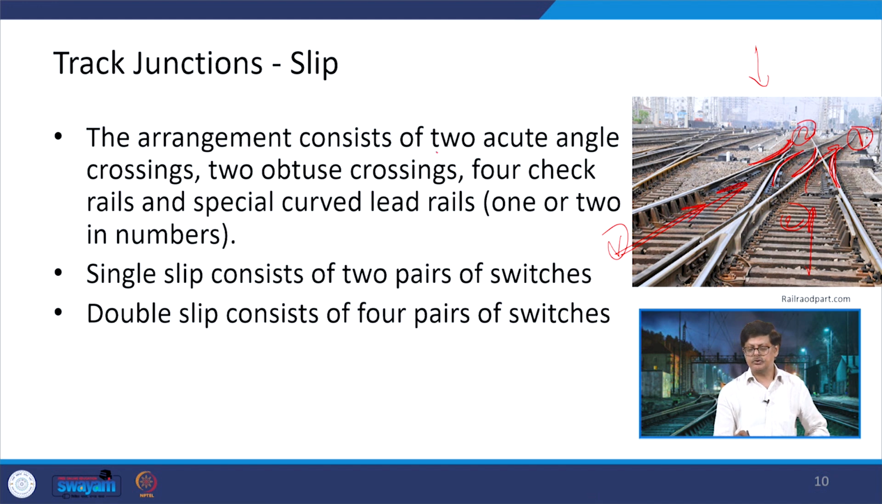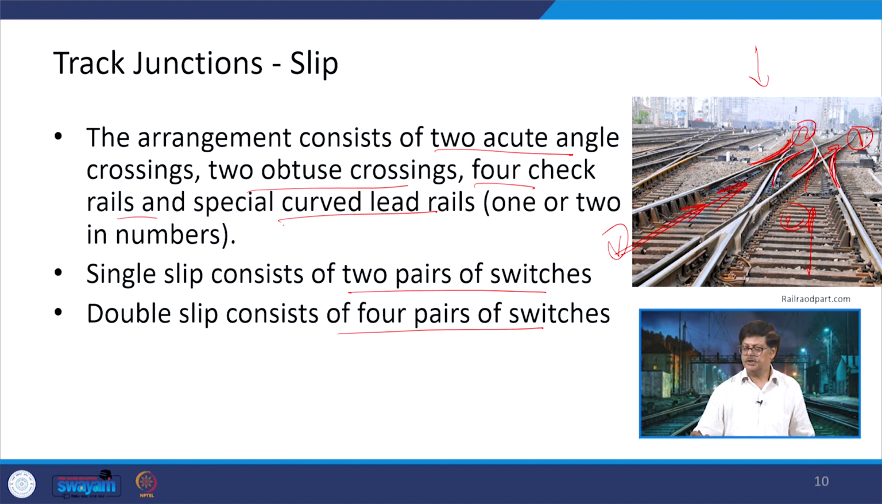So, the arrangement consists of 2 acute angle crossings, 2 obtuse angle crossings, because it is a diamond crossing. So, that is going to remain there, 4 check rails and the special curved lead rails, 1 or 2 in number depending on whether we are going with a single slip condition or a double slip condition. Single slip consists of 2 pairs of switches, whereas the double slip will consist of 4 pairs of switches.